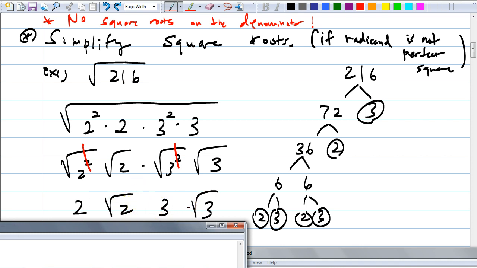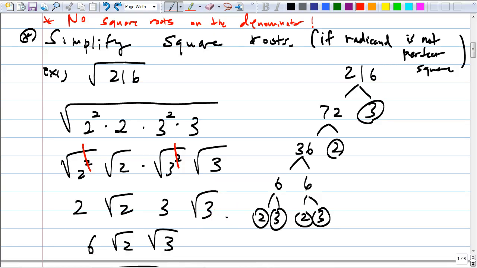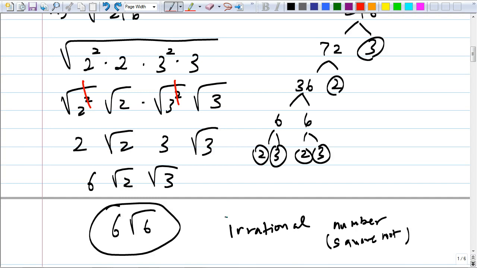Anybody see what I could do to simplify? Jonathan? 6 rad 2 rad 3. Yeah, I could write 6 rad 2 rad 3. Do you think this is good enough to write? Yes. Okay, but what do we know about square root of 2 and square root of 3? Remember the first rule? We could go backwards now because none of these are perfect squares. Instead of writing square root of 2 times square root of 3, what could we write? Amy? 6 times the square root of 6. Exactly. Square root of 2 times square root of 3 is simply square root of 6. So this is how you simplify.